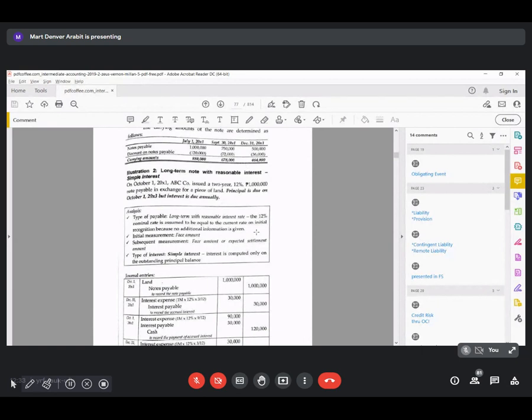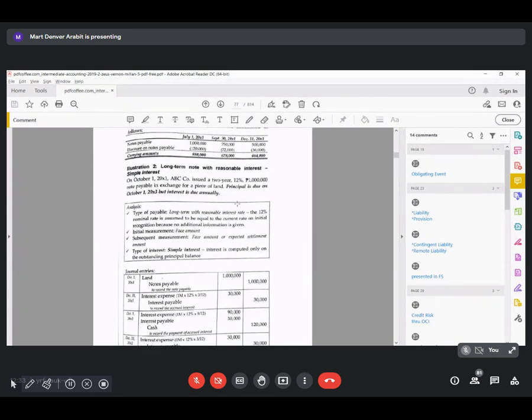On October 1, 2021, ABC issued a 2-year 1 million note in exchange for a piece of land. So principal is due on October 1, 2023. So this is a 2-year loan, but interest is due annually. Okay, so tuloy tayo.